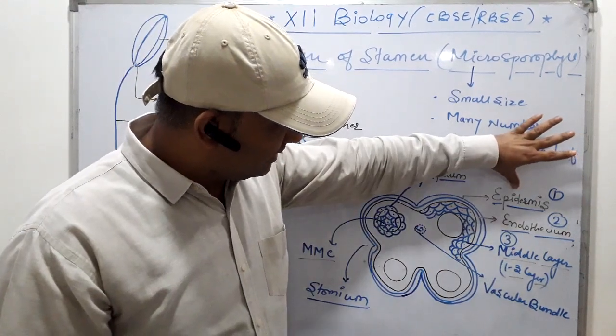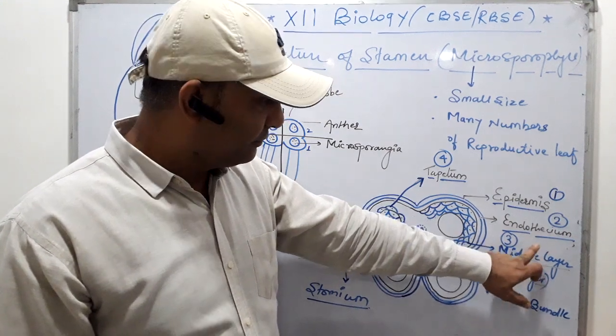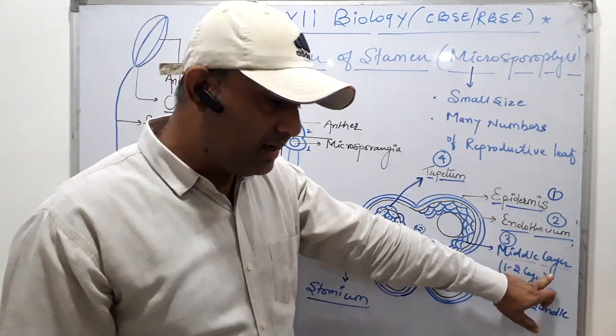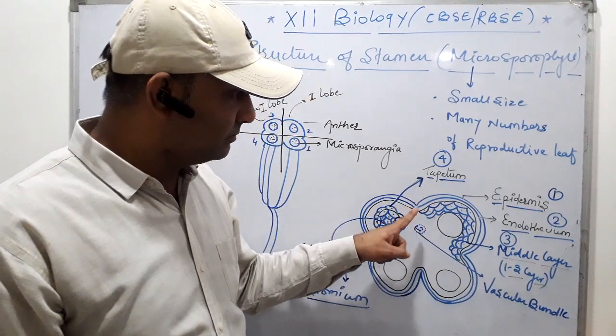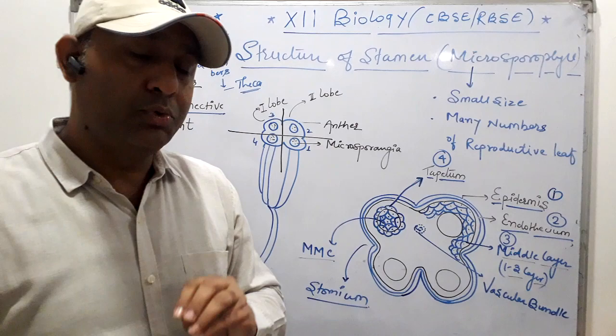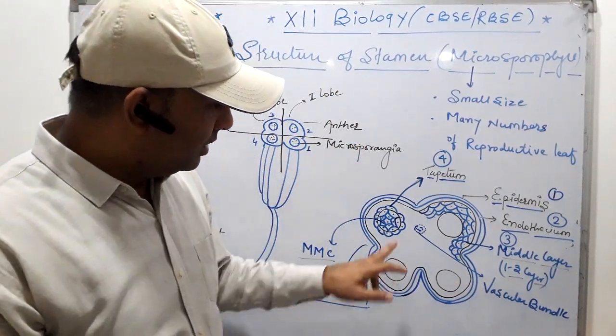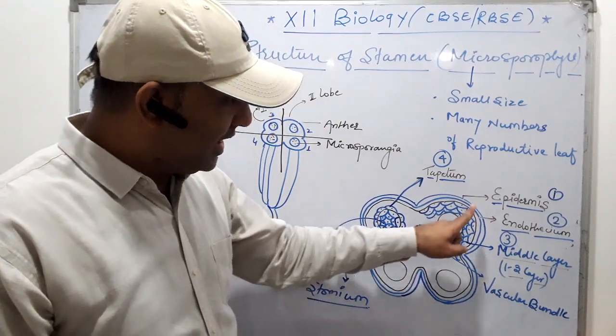On the outer side is the epidermis, then the second layer is called the endothecium, the third layer is called the middle layer, and the fourth layer is called the tapetum. Clear? And then the innermost structure of the anther is called sporogenous tissue or sporogenous cells. Now, one by one.